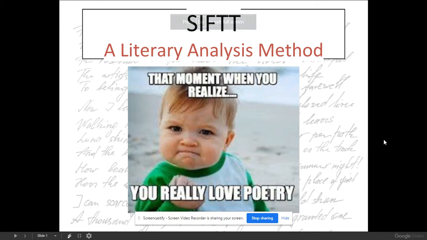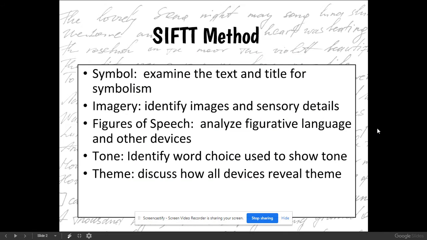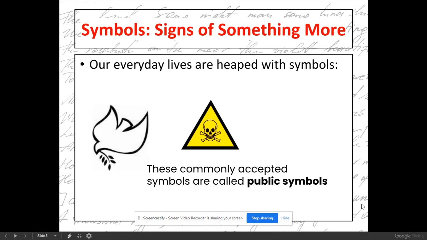Today we are going to learn about a literary analysis method or tool called SIFFT. SIFFT stands for symbol, imagery, figurative speech, tone, and theme. You would use this when you are analyzing poetry, maybe fiction, or literary nonfiction. And we're going to go through each one so you become familiar with each part of SIFFT.